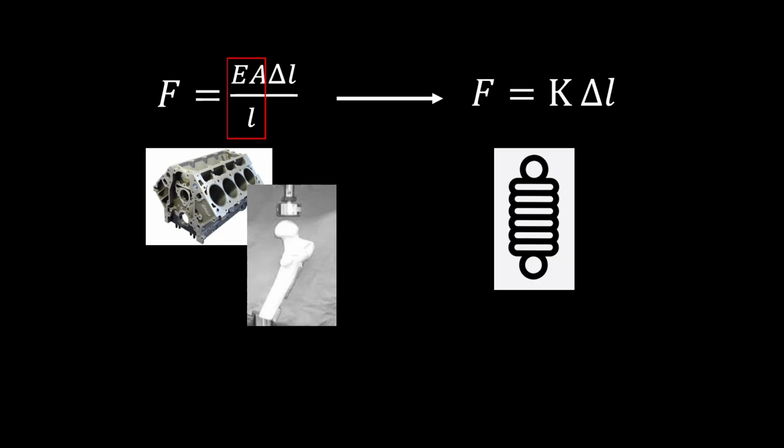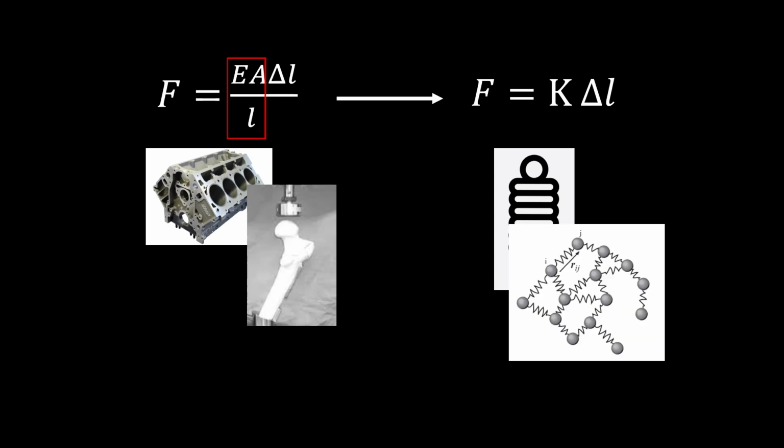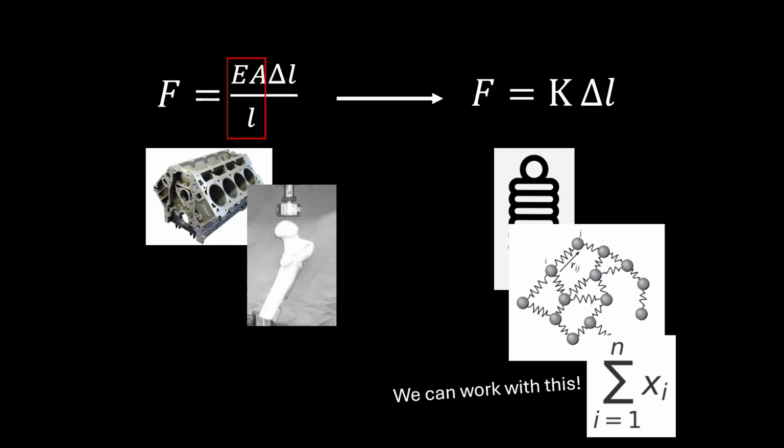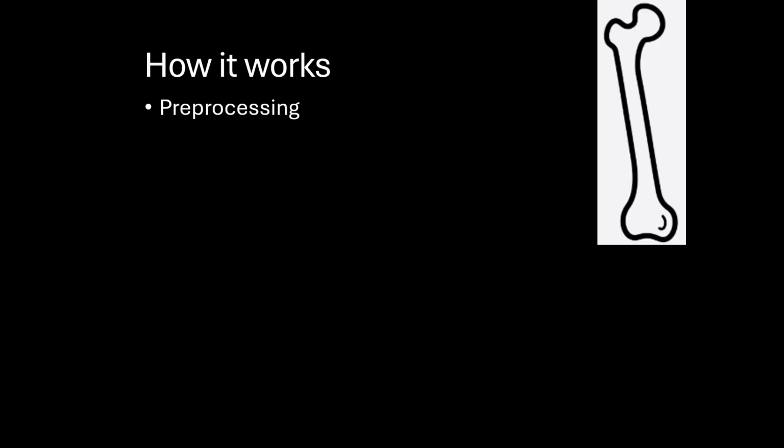So this might be of an engine or of a bone, like really complex shapes, really complex materials, and we can take that and reduce it into a very simple equation where it all behaves and is modeled as simple linear springs. Okay, it might be behaved as a network of linear springs, but that's okay. We can work with that. We have linear algebra to take care of that, so we're not concerned. So here's how it works.